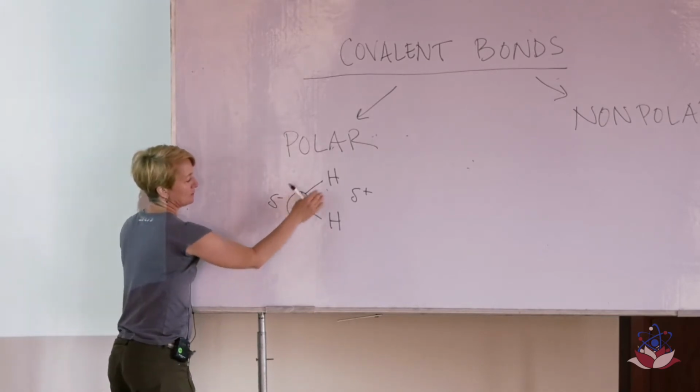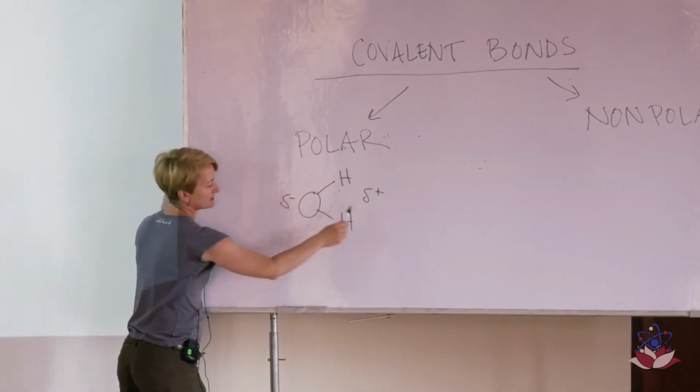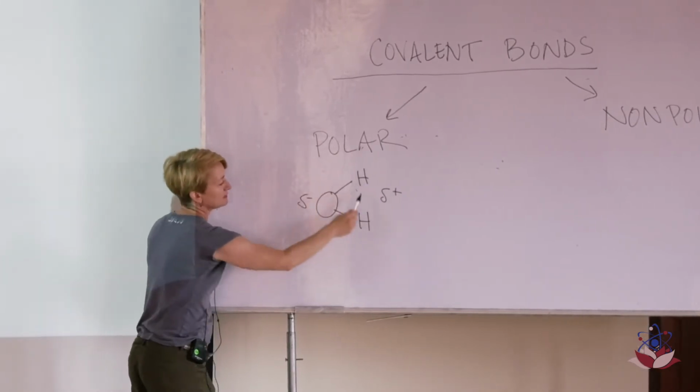So when a molecule like this forms, electrons are buzzing around, they're moving all around the molecule.